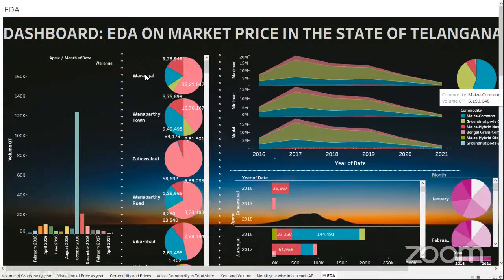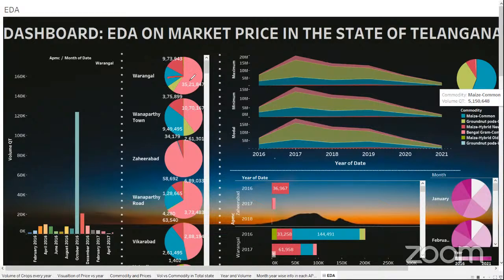Also looking into the specific APMCs that we have, which were 75 in number, we could also see the volume management over here. The numeric values that you are seeing over here are nothing but the volumes of each specific crop that we have. The blue color ones are maize common that we see. Let's consider Warangal. The blue color ones that we see are maize.